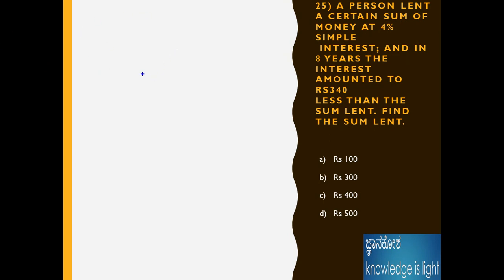P is the sum, which is not given. Here the interesting part is that 4% and 8 years are given. R is equal to 4%, T is equal to 8 years. Here the interest amount is 340 less than the sum.